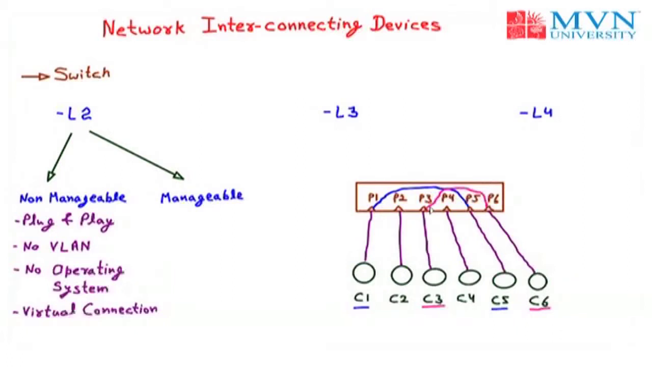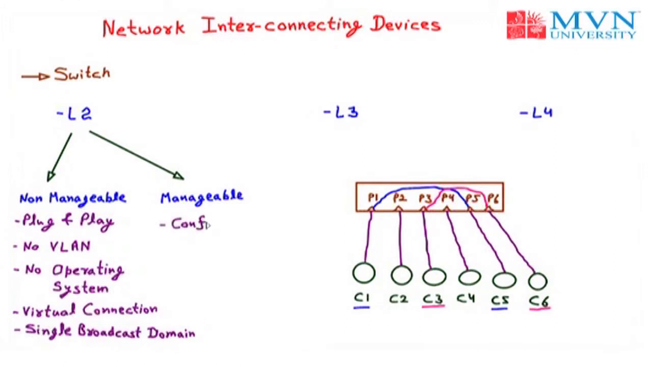The one problem of single collision domain was solved by the non-manageable switch, but the single broadcast domain problem is still present in the non-manageable switch. Now, to solve the single broadcast domain problem, we have the next type of switch, again present in the layer 2 switch, called the manageable switch.